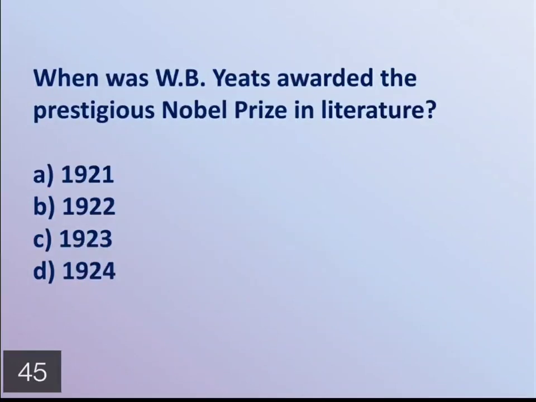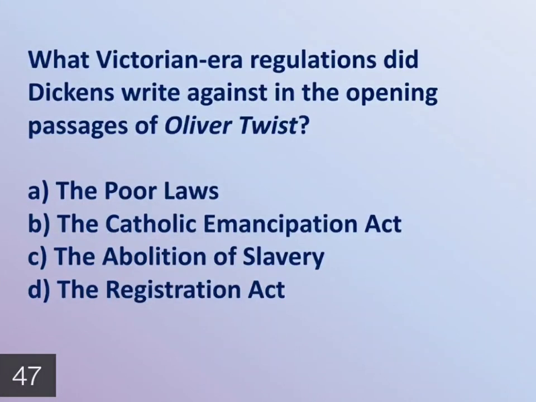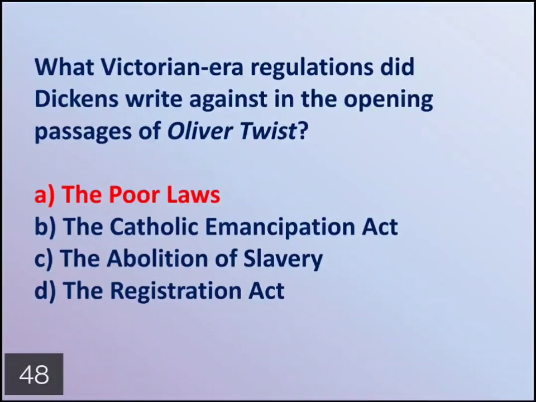A. When was W.B. Yeats awarded the prestigious Nobel Prize in Literature? A. 1921, B. 1922, C. 1923, D. 1924. He was awarded the Nobel Prize in 1923. C. What Victorian-era regulations did Dickens write against in the opening passages of Oliver Twist? So what were the laws that he wrote against? The Poor Laws, the Catholic Emancipation Act, the Abolition of Slavery, or the Registration Act? Which act or law did he write against? So A, the Poor Laws.